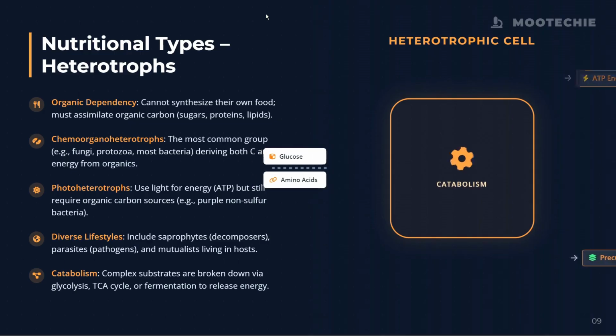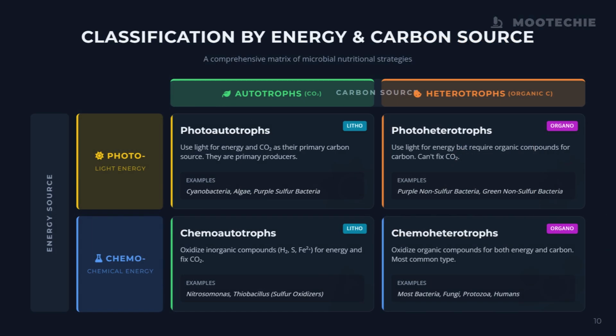To extract energy from complex organic substrates, they use catabolic pathways like glycolysis, the TCA cycle, or fermentation. The diagram shows a heterotrophic cell taking in glucose and amino acids and processing them through catabolism. This slide brings everything together in a comprehensive classification by energy and carbon source. The table here is a matrix that maps out the four primary nutritional types based on these two criteria.